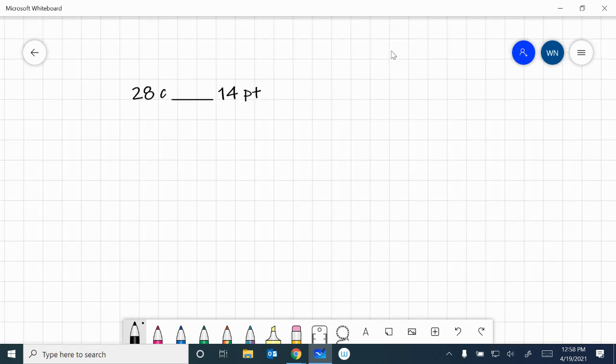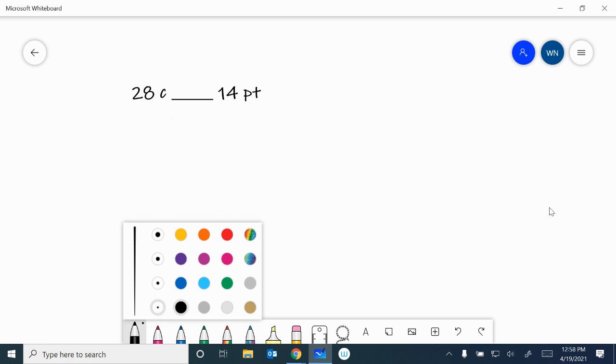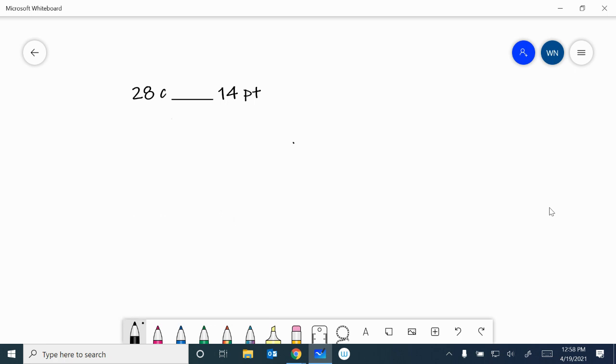Let's go ahead and try this one. 28 cups, 2 pints. For this one, we know that 1 pint equals 2 cups. So let's go ahead and lay that out. Oh, whoa. I got that totally backwards. You're supposed to be comparing these. Oops. Go ahead and compare them and see what you think.